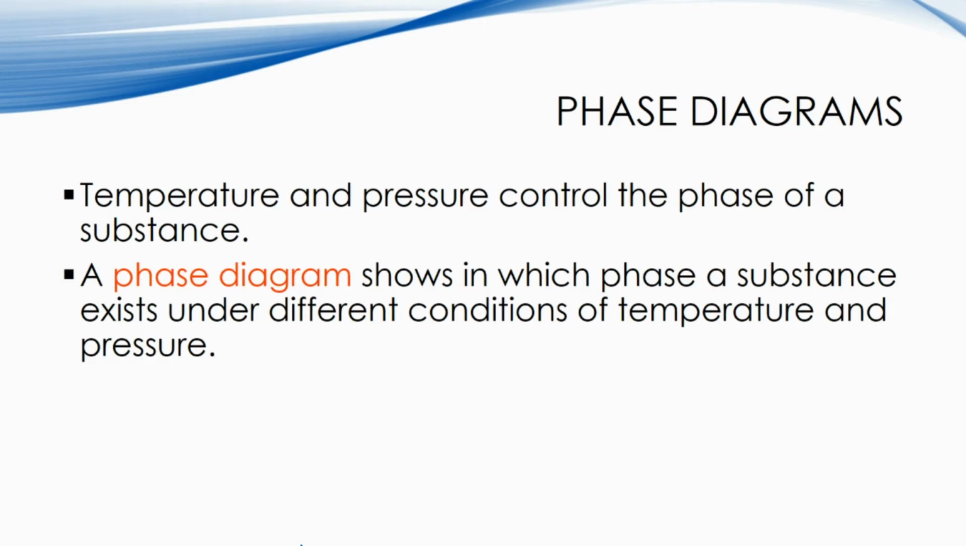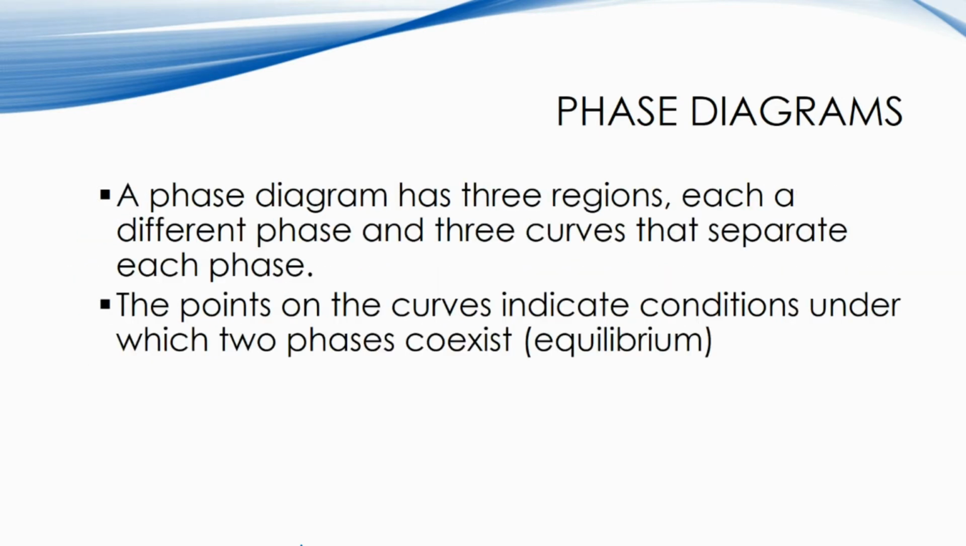and how those two variables can be used to control the phase of a particular substance. Now, as stated here on the screen, a phase diagram shows in which of the phases a substance exists and how the different conditions of temperature and pressure can affect it. So with that idea in mind, let's go a little bit more into it.